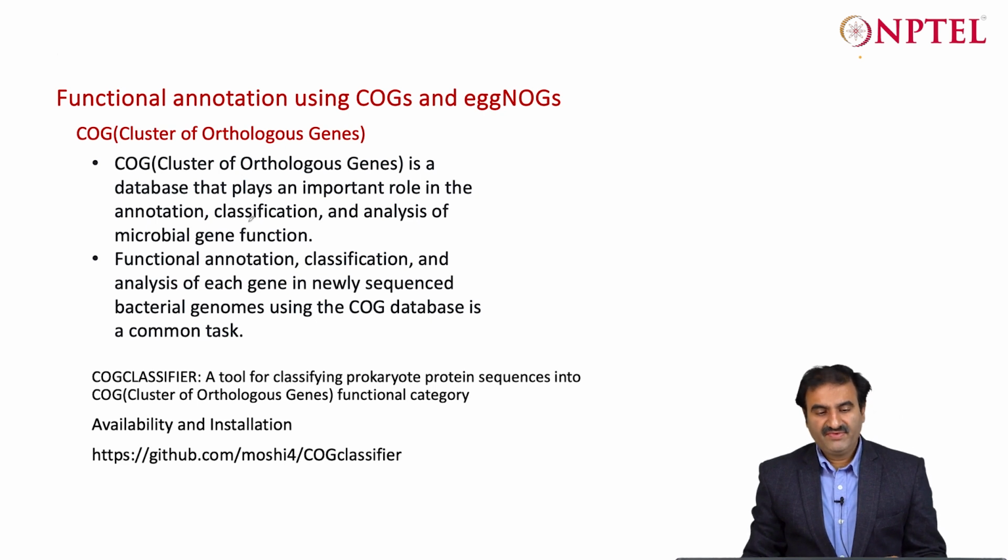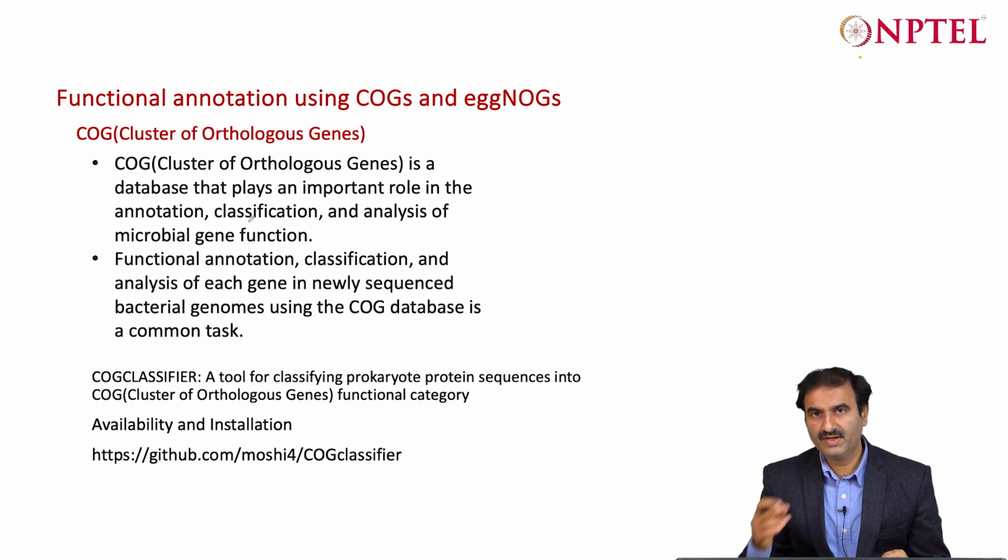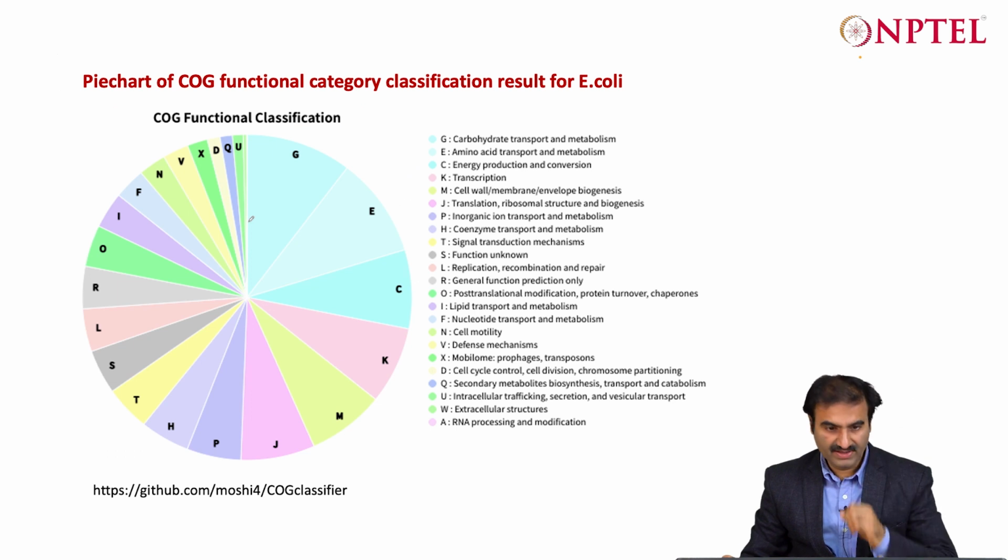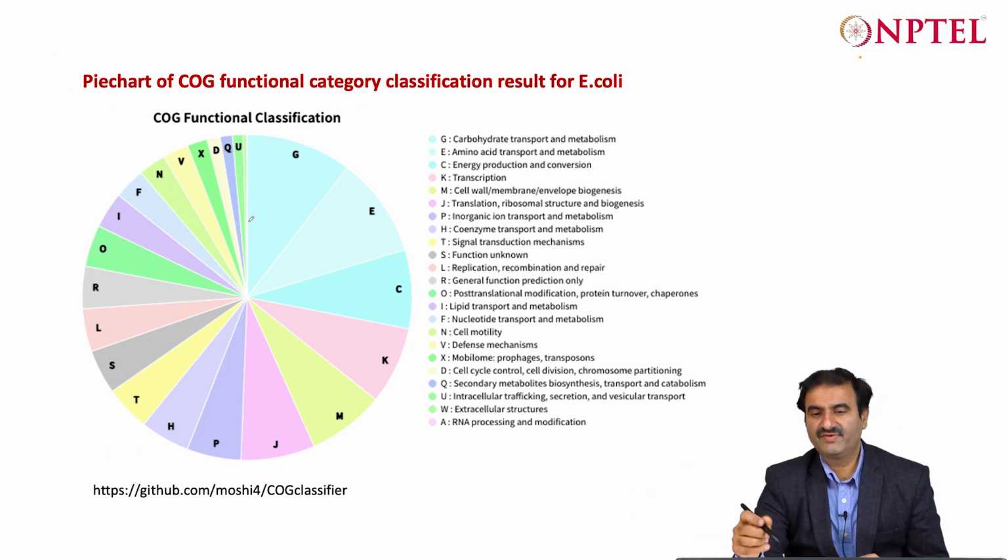Then basically COGs and eggNOGs are the common ones which are used. So COG is a system of classification developed by NCBI, and the COG tool was developed as early as the 1990s, which classified the proteins into various functional categories, and that has been improved by eggNOG. For example, in this slide you can see an E. coli classification for different functional categories.